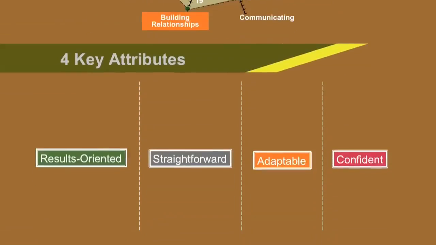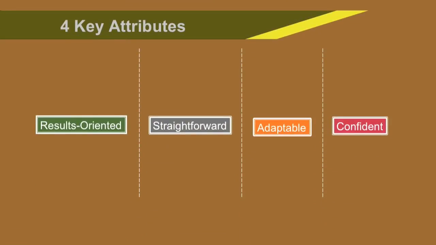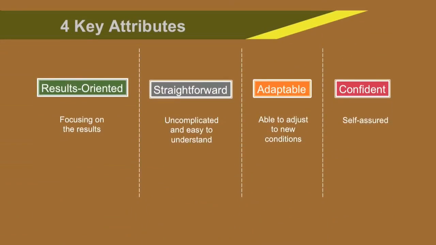So after analyzing and discovering myself, now I'm moving on to the additional assessment, which is the 4 important K attributes for results-driven leadership. My K attributes are result-oriented, straightforward, adaptable, and confident. The first one is result-oriented. It means that I am focusing on the result.